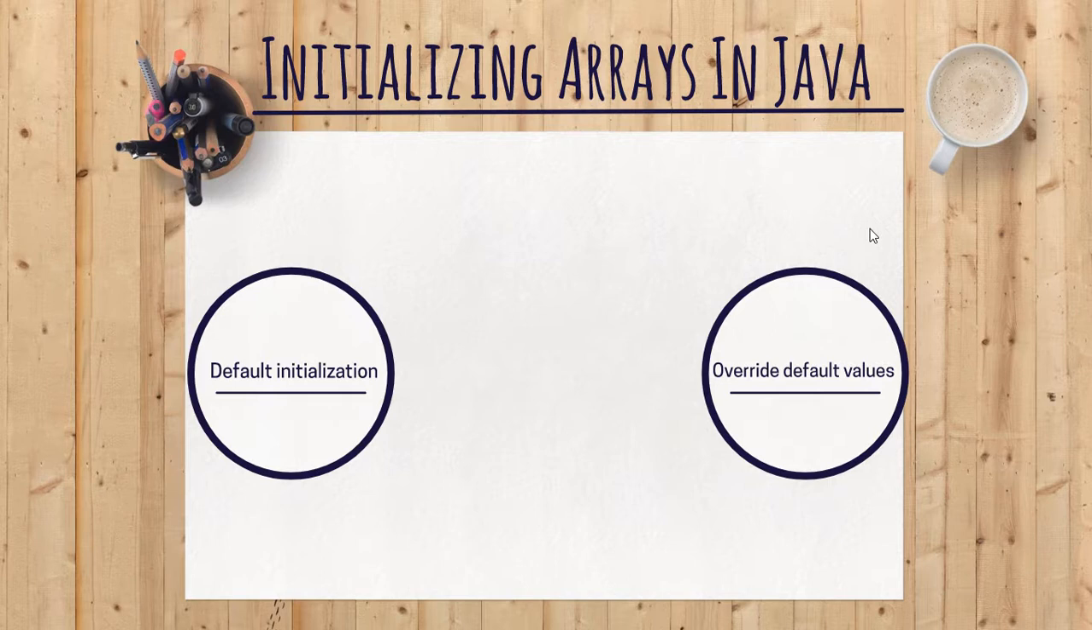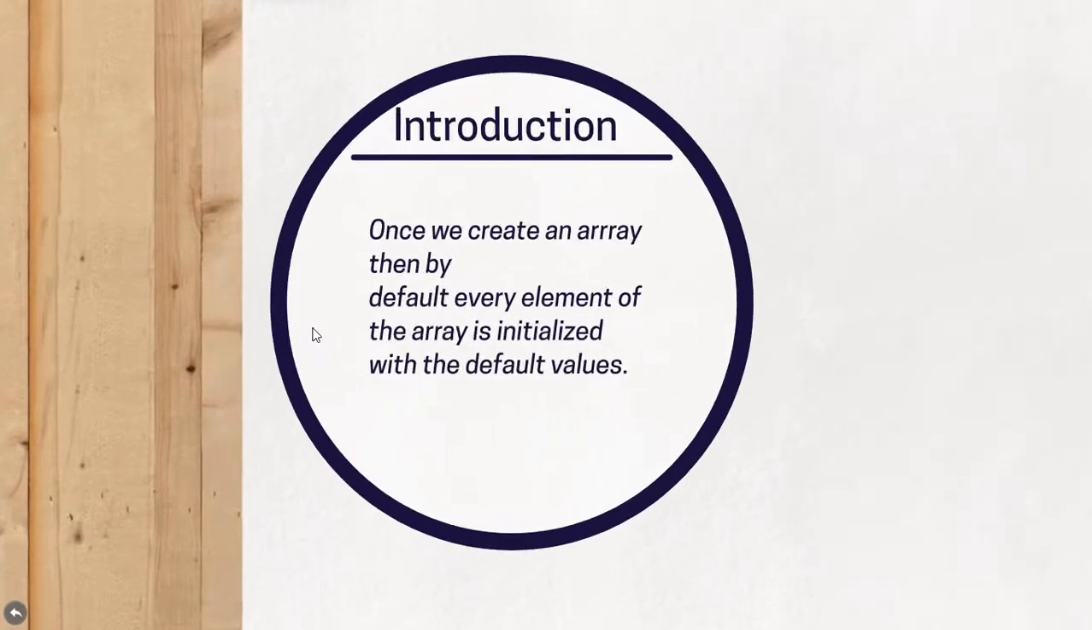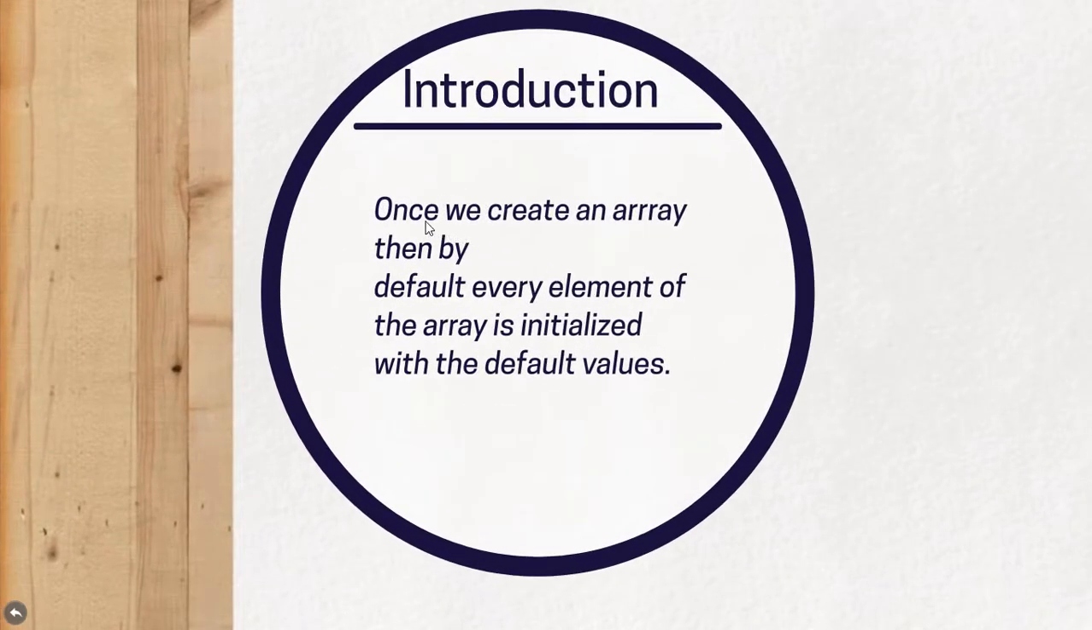In previous lectures, we have seen how we can create arrays and how we can declare arrays in Java. So in this lecture, we are going to study how we can initialize arrays in Java. By initializing, we mean supplying values to the elements of the array. Okay. So the first concept is default initialization. What do we mean by default initialization?